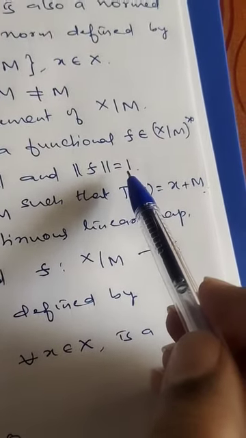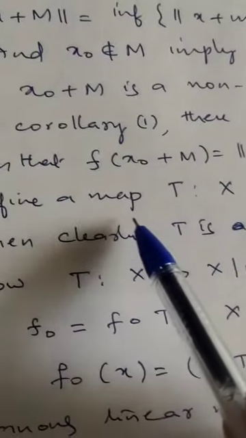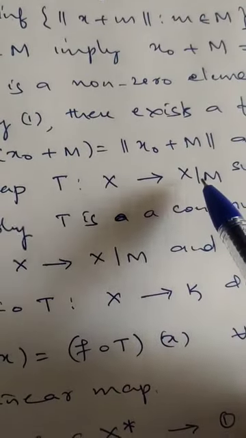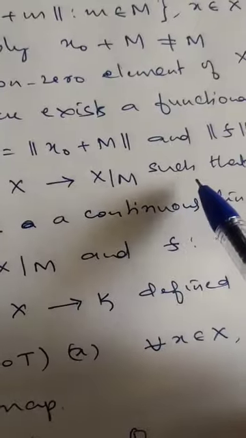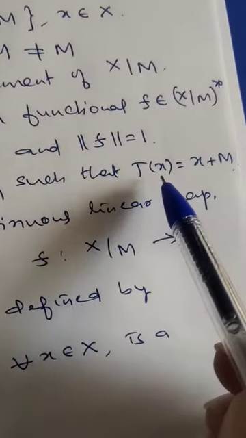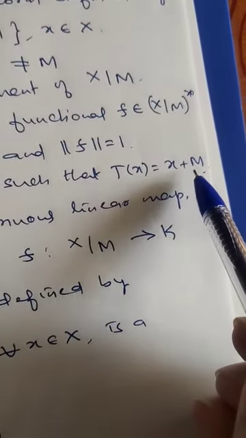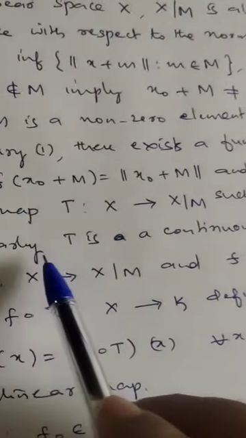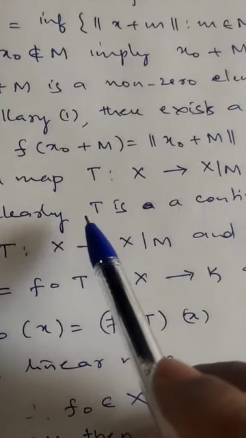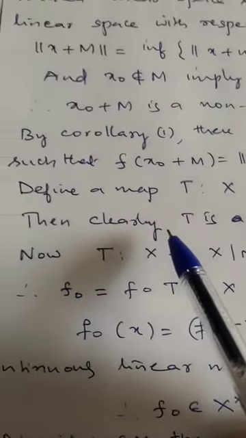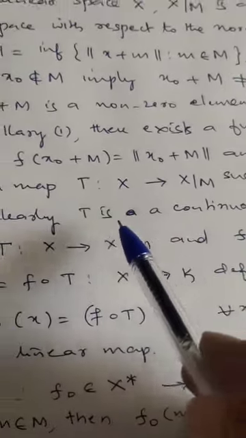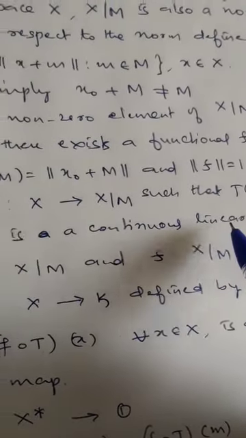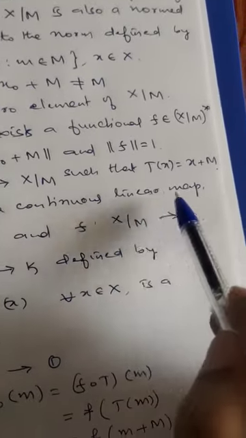Okay. Now I'll define a map T from X to X by M such that T of x is equal to what? The element x plus M, which is in X by M. Clearly, we have already shown that this type of mapping from the space to its quotient space is always linear as well as continuous. Therefore T is a continuous linear transformation from X into X by M.